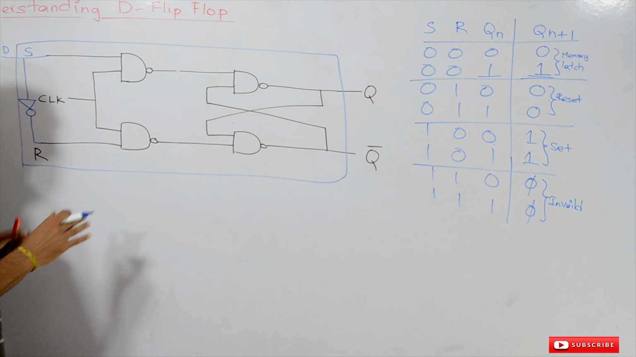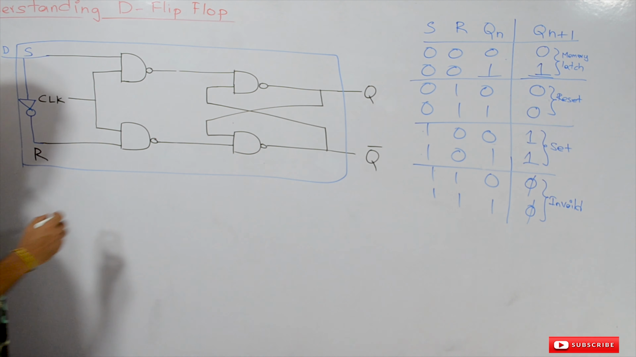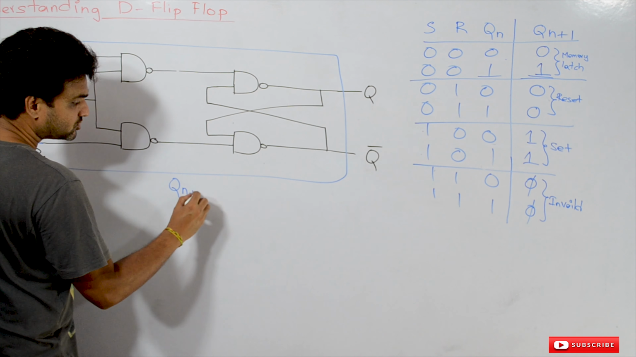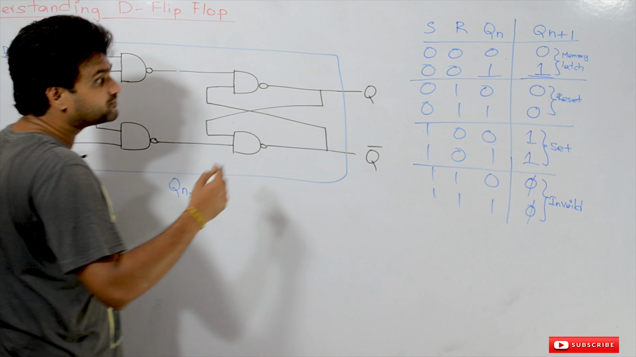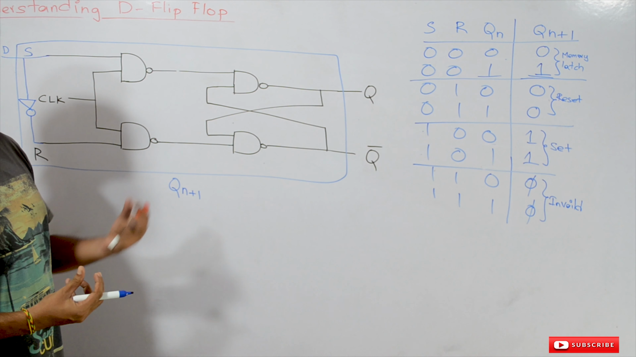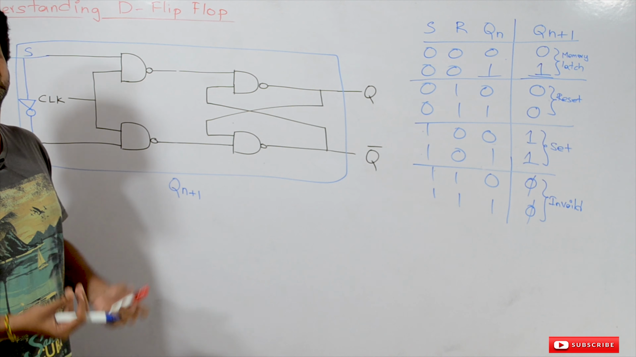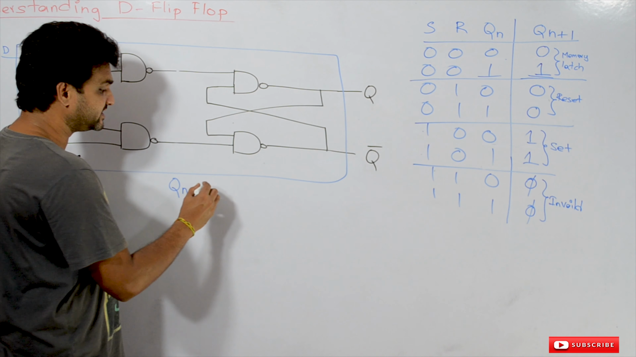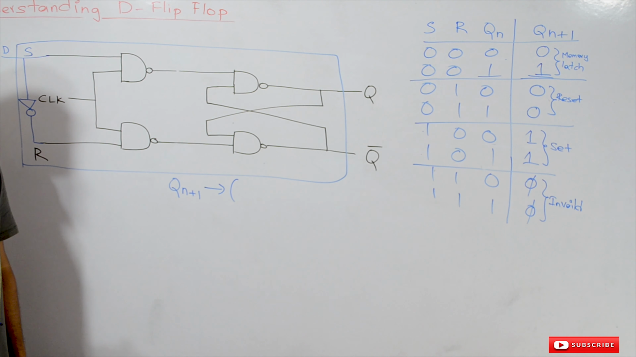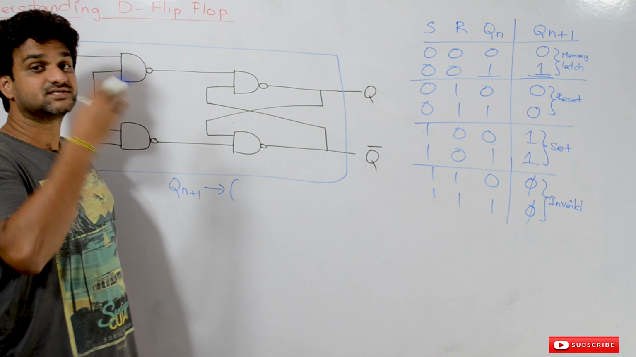Now we will try to draw the characteristic table of the D flip-flop. What is a characteristic table? It means the present output that we are going to get. On what basis does it depend? It is defined in the sequential circuit definition. So what does the sequential circuit definition state? The present output is dependent upon the present input and also the previous output.